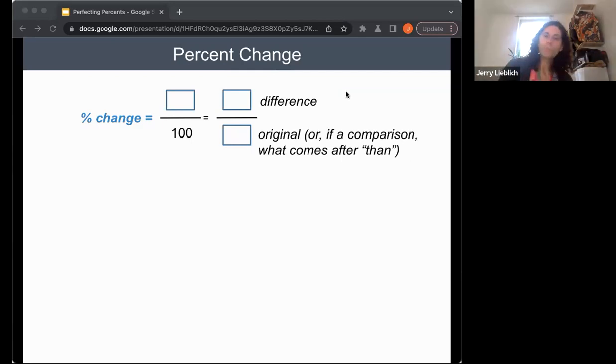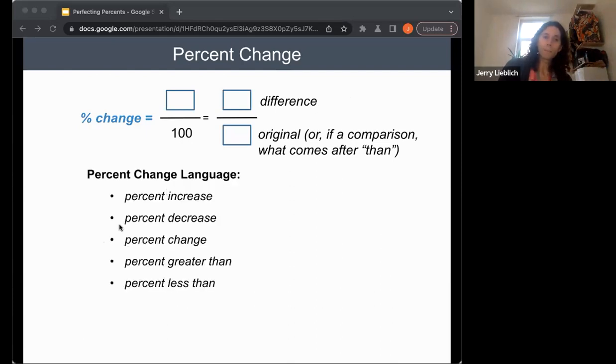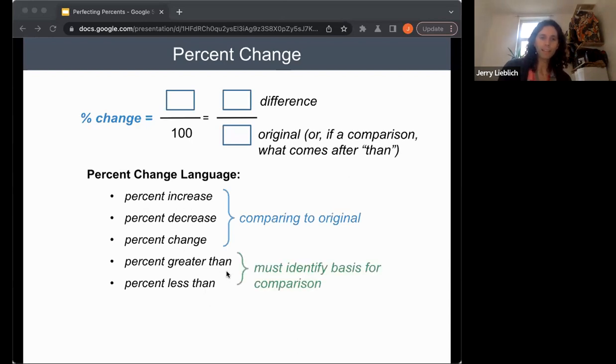And the cue for us that we're going to use this is when we see percent increase, decrease, change, greater than or less than. And if we see these greater than or less thans, the one that comes after the than goes in the denominator.